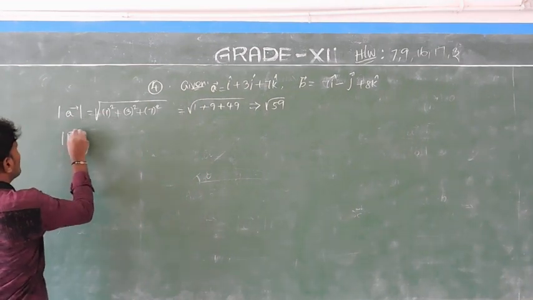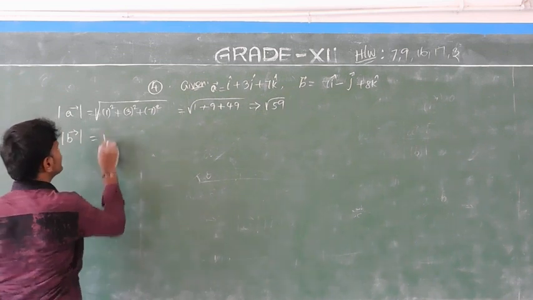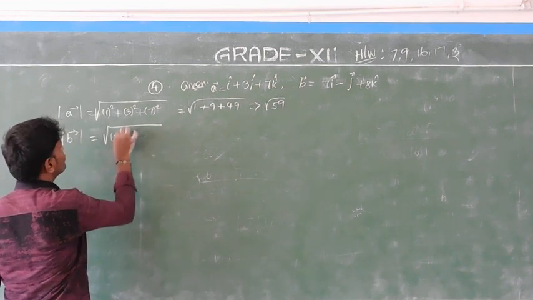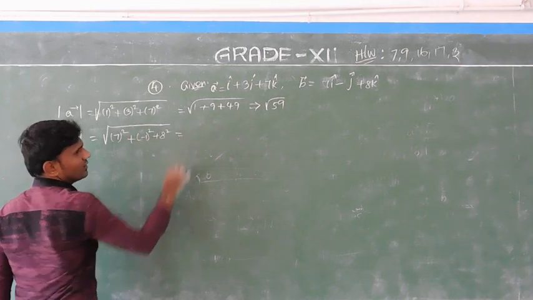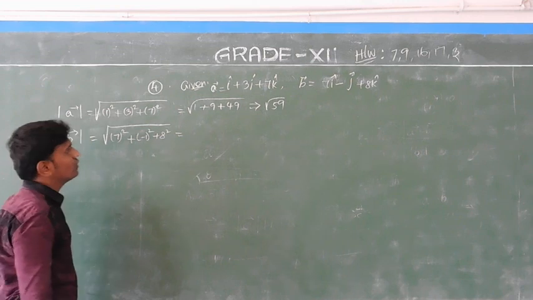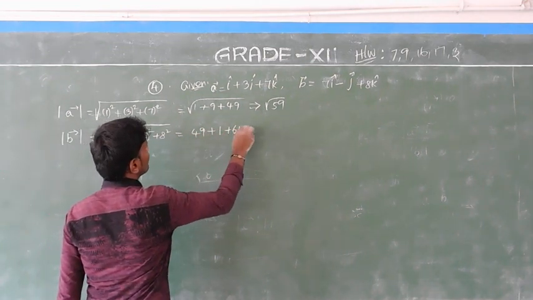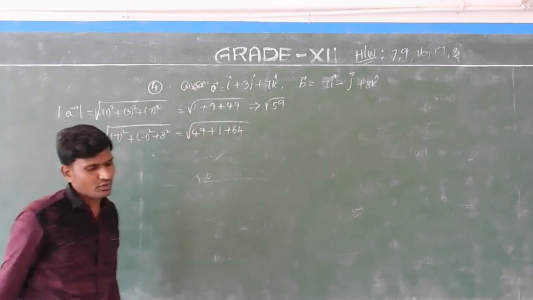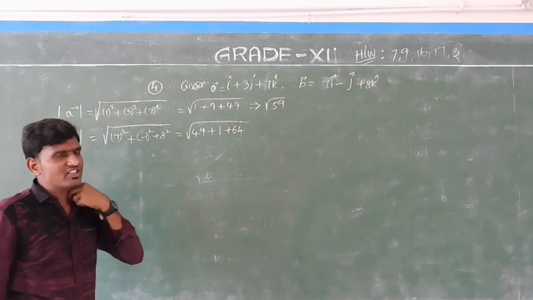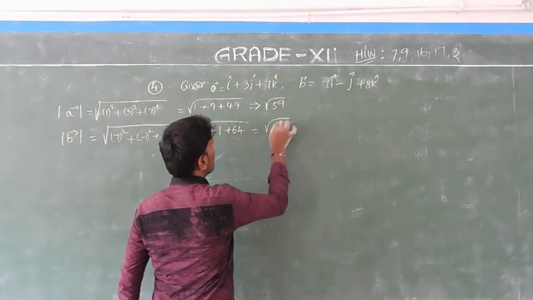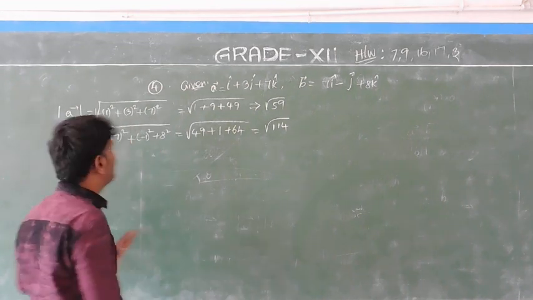Then I want to move to the modulus of b vector. So that is the magnitude of b vector. That is square root of 7 the whole square plus minus 1 the whole square plus 8 the whole square. Okay, now 7 square is 49, plus 1, plus 64. We have to add 49 plus 1 is 50, 50 plus 64 is 114, root of 114. So this is your magnitude of b vector.